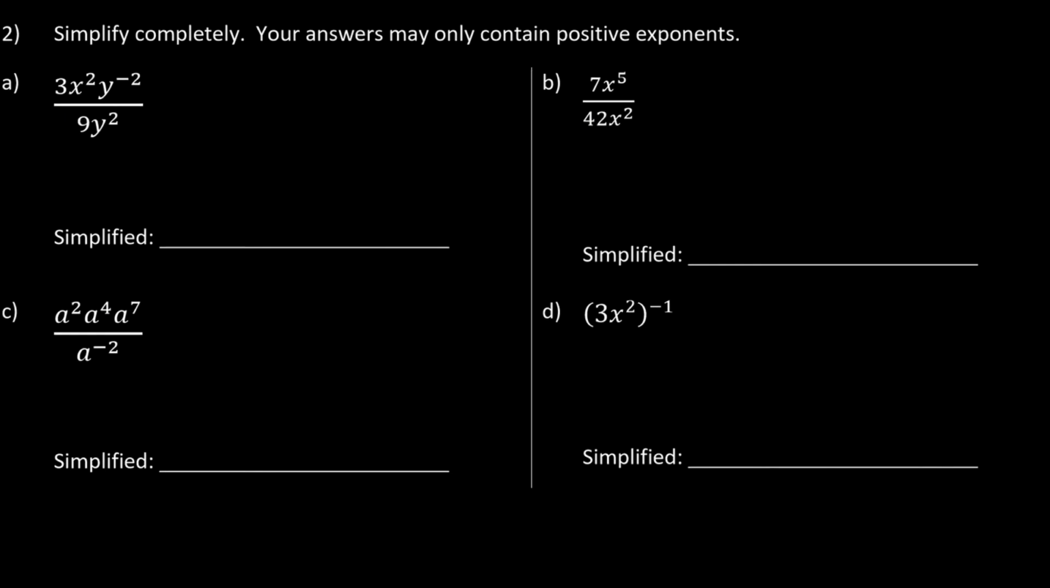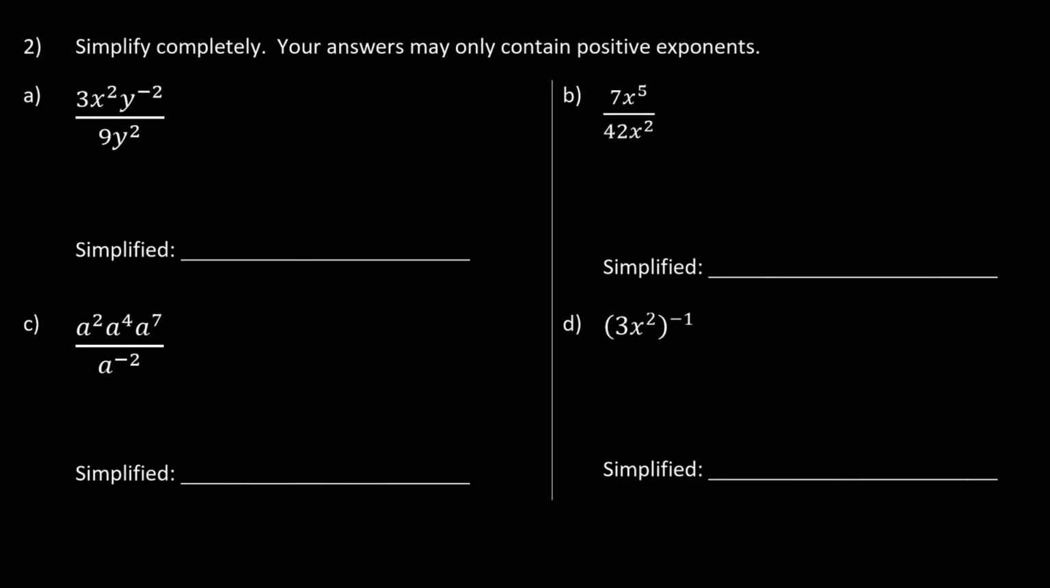Question 2 says, simplify completely. Your answer may only contain positive exponents and also no giant ones, right? We can't leave any common factors laying around. So that's part of, I could probably write paragraphs on simplification, but we understand no giant ones and no negative exponents. And factors that can be combined are.